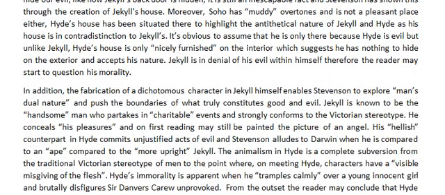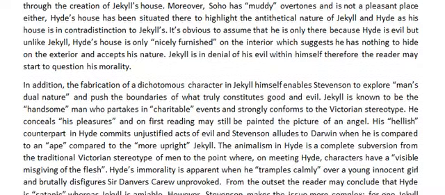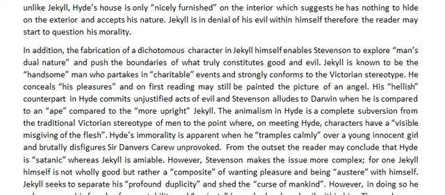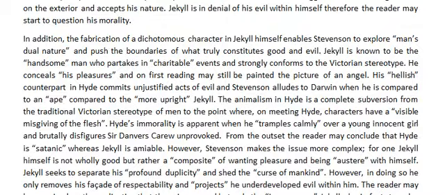In addition, the fabrication of a dichotomous character in Jekyll himself enables Stevenson to explore man's dual nature and push the boundaries of what truly constitutes good and evil. Jekyll is known to be the handsome man who partakes in charitable events and strongly conforms to the Victorian stereotype. He conceals his pleasures and on first reading may still be painted the picture of an angel. His hellish counterpart in Hyde commits unjustified acts of evil, and Stevenson alludes to Darwin when he is compared to an ape, compared to the more upright Jekyll.